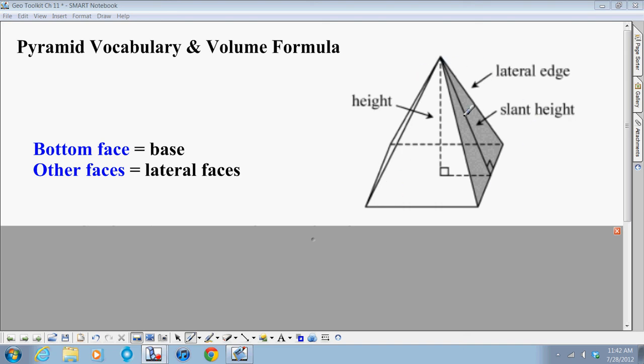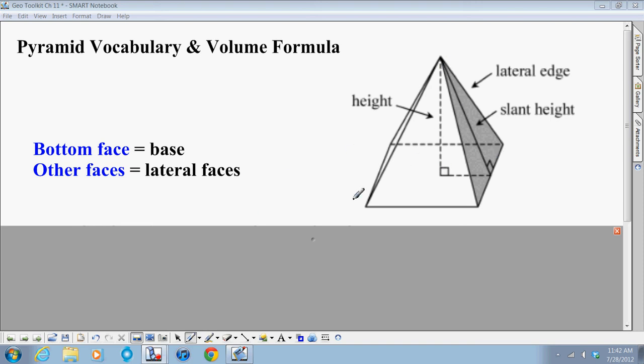These are the 4 edges here that make up these triangles, and then we also have what we call the slant height, which is, if you were to think of this as a triangle right here, which it is, that would be the height of that triangle, and that's called the slant height on the outside of the triangle versus the height, which is actually inside the triangle.